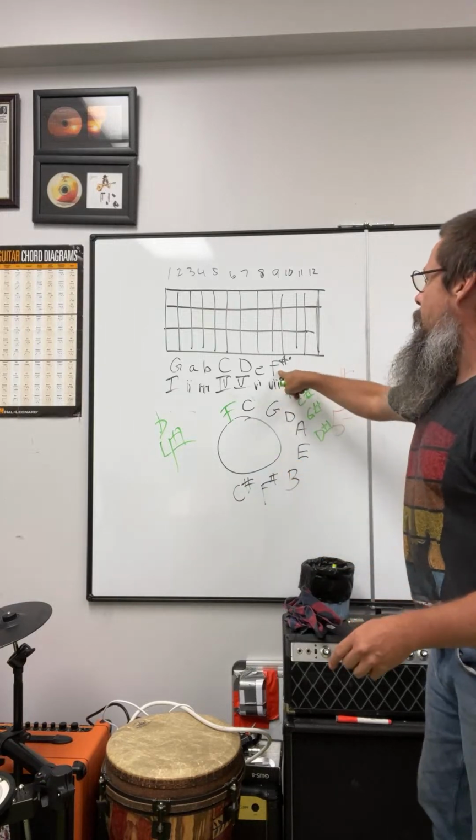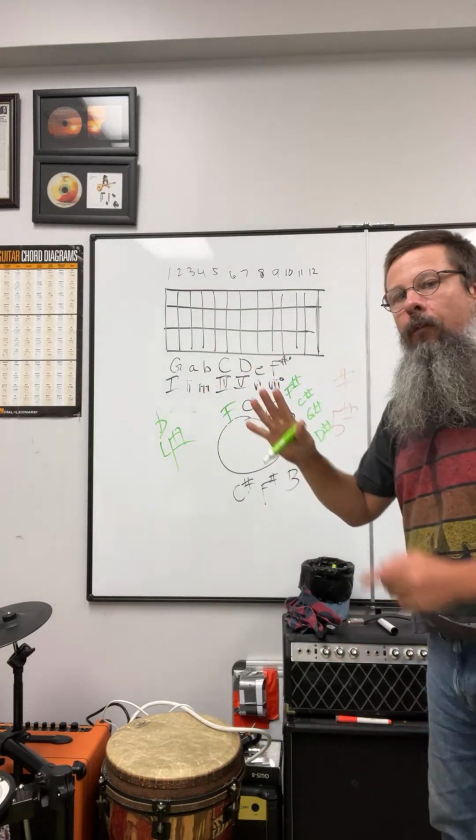Now, you can either think about it as the note before it is it, or you could use a circle of fifths, or you could use your hand.